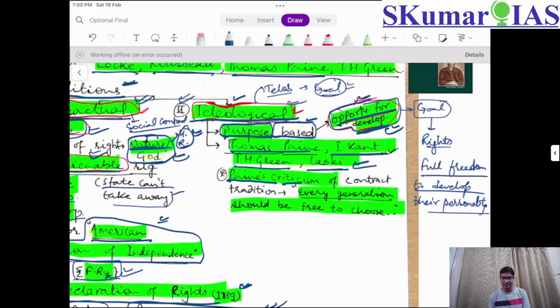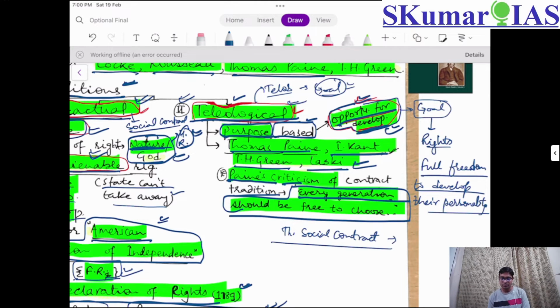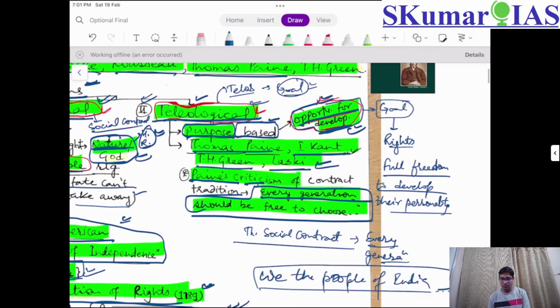Thomas Paine's criticism of the contractual tradition is that every generation should be free to choose its contract, because the theory of social contract does not give that freedom to every generation. For example, as the preamble says, we the people of India, we do not make our constitution. Every generation does not make its constitution, and we can just amend the constitution, that's a different thing, but we do not rewrite it. That's why Thomas Paine says that constitution means what?